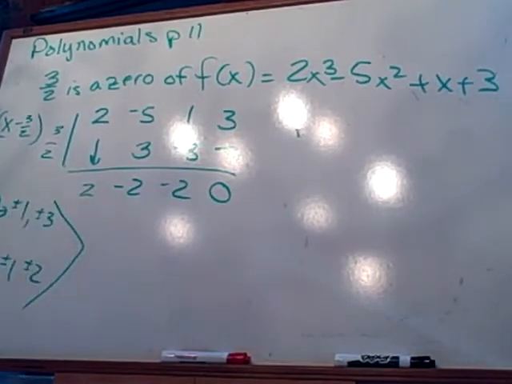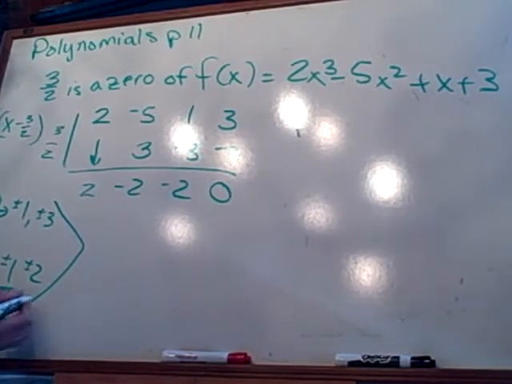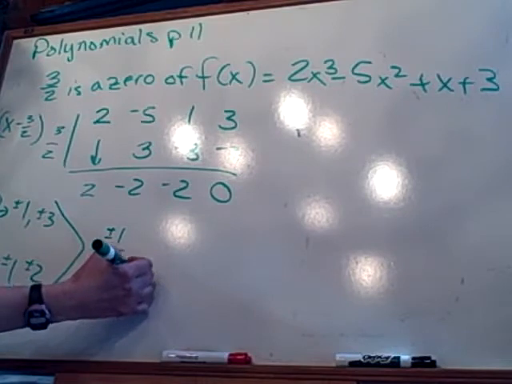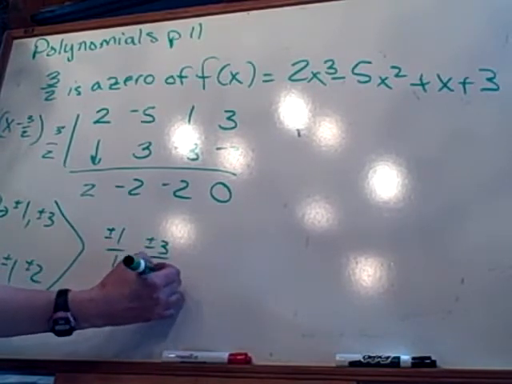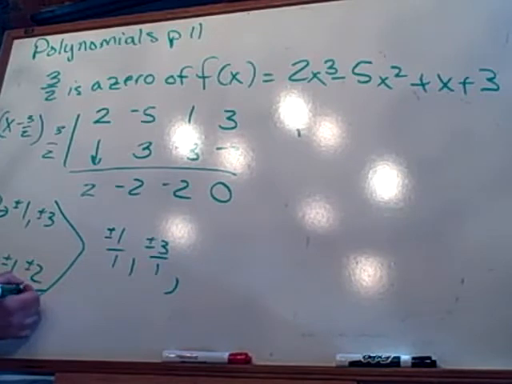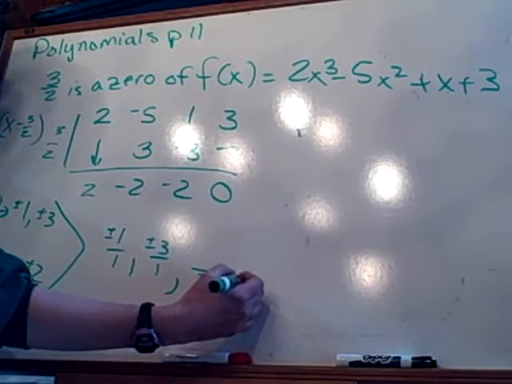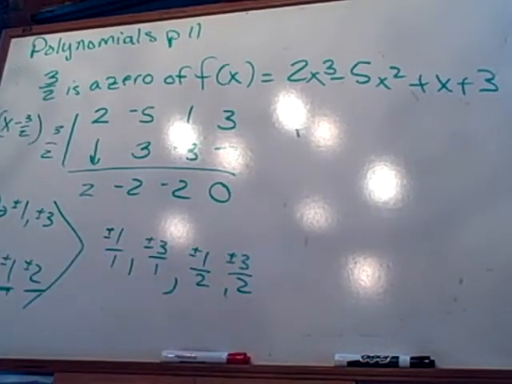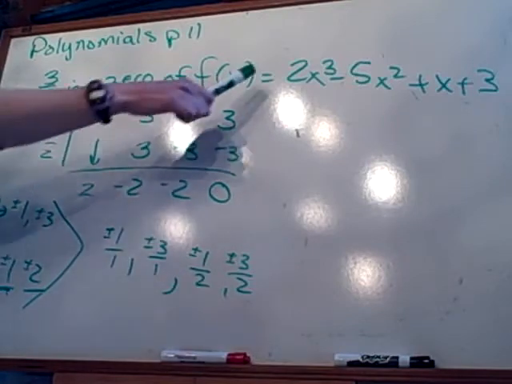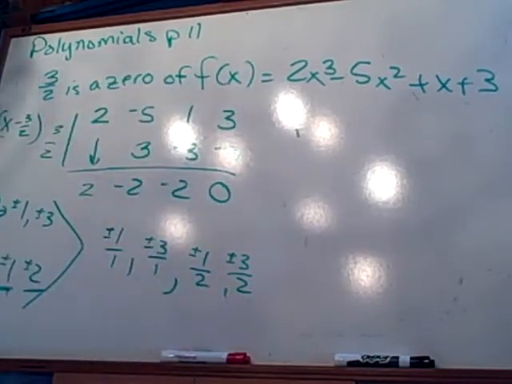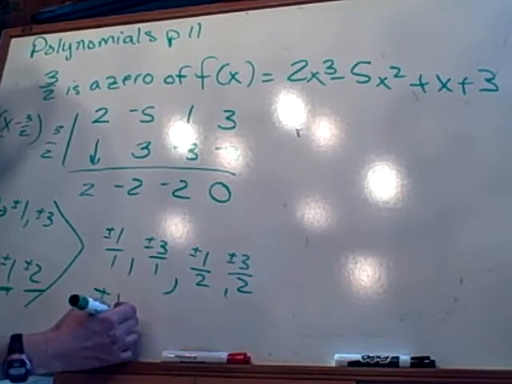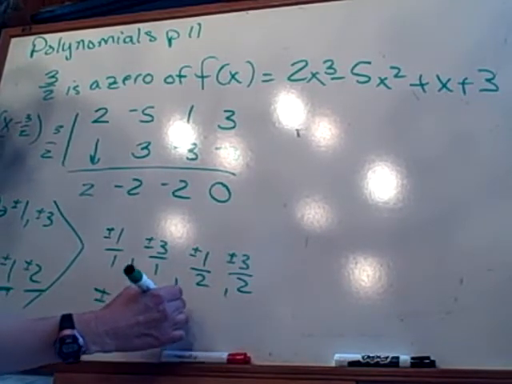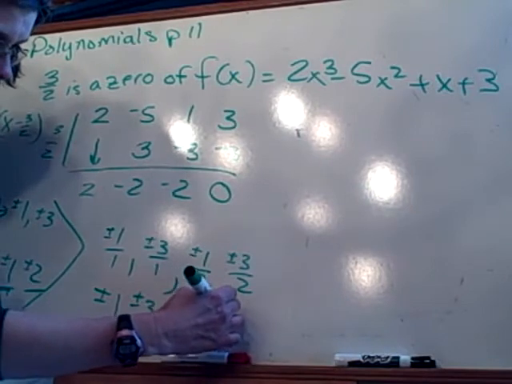So let's just write out our possible combinations of rational zeros real quick. We're going to start with this first denominator, so it's plus or minus 1 over 1, or plus or minus 3 over 1. So far, so good? Then this next denominator is a 2, so plus or minus 1 over 2 and plus or minus 3 over 2. The only possible rational zeros for this function are these combinations. So this simplifies to plus or minus 1, that's plus or minus 3. I can't really simplify plus or minus 1/2 or plus or minus 3/2.